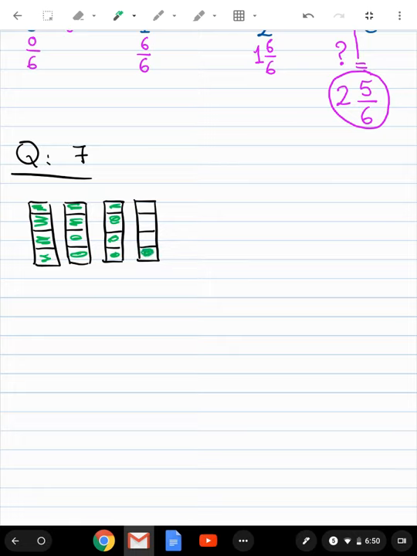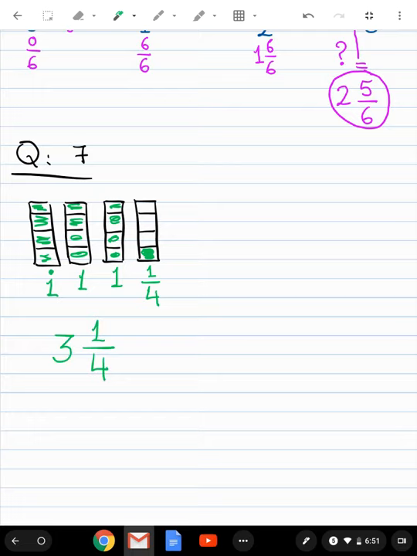Now I want to represent this drawing as a mixed number. Here we have how many wholes and how many fractions. When we count, here we have one whole. Also here we have one whole. Here we have one whole. And this last one is 1 out of 4 because we shaded only one part of the shape. So when I represent this as a mixed number, it will be 3 and 1 out of 4.